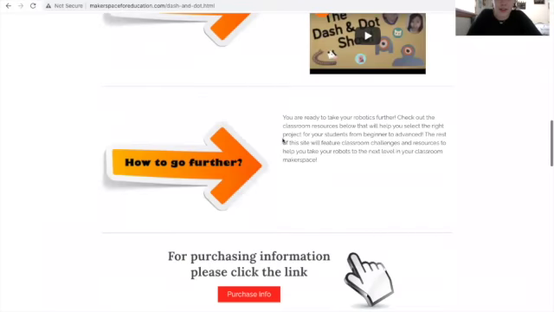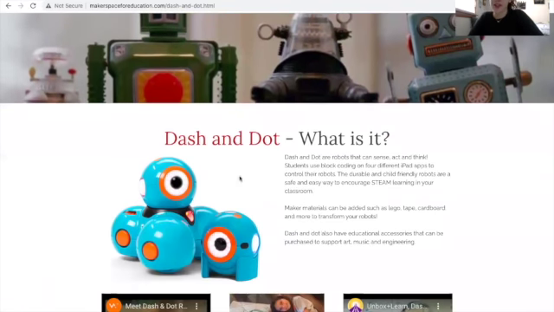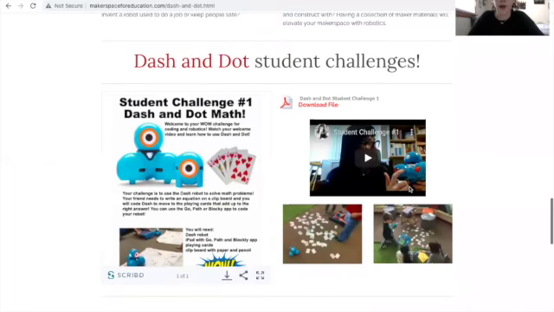In my future classrooms, I would use Dash with other content areas. So I would teach it by itself separately, or with the technology teacher, and then find ways to incorporate it into their other lessons for math or science. And I found a website, and I'll share my screen. It's this Makerspace for Education website, and it gives a nice intro into what Dash and Dot are, and there's some videos, and then all the way at the bottom there's different lessons and challenges.